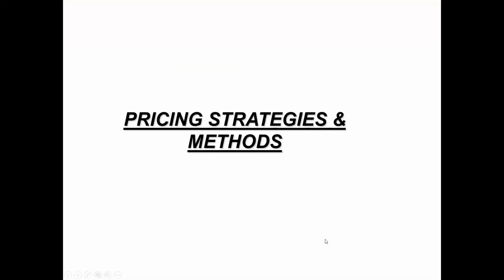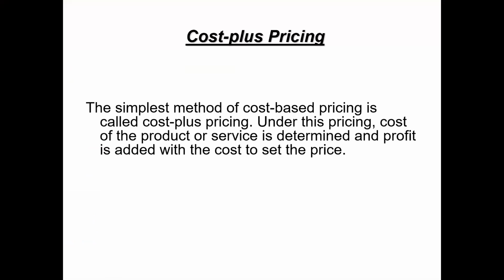So let's begin. In this particular video, we'll be studying pricing strategies and methods. The very first one is cost plus pricing. This is the simplest method of cost-based pricing. Under this pricing, the cost of the product or service is determined and profit is added to the cost to set the price. Here the firm estimates the average variable cost for a normal output level. Now you all know what is average variable cost. And then it adds a certain percentage or markup over average variable cost to determine the price of the commodity.